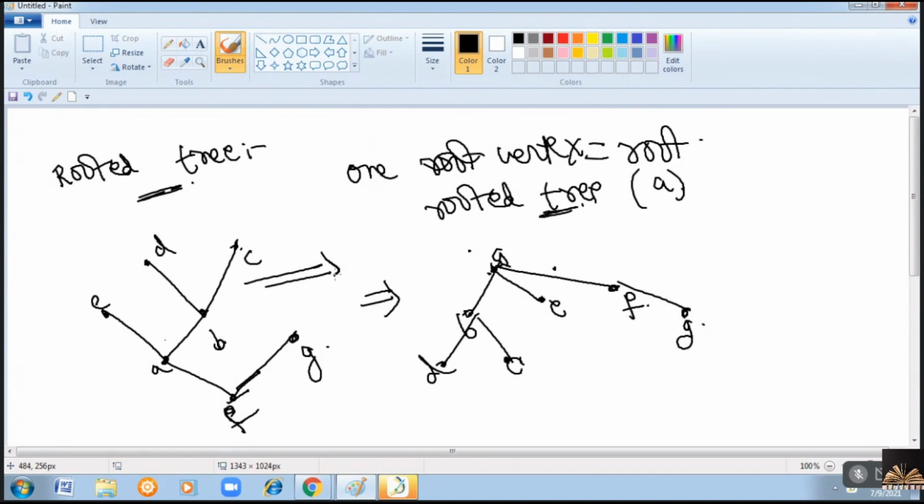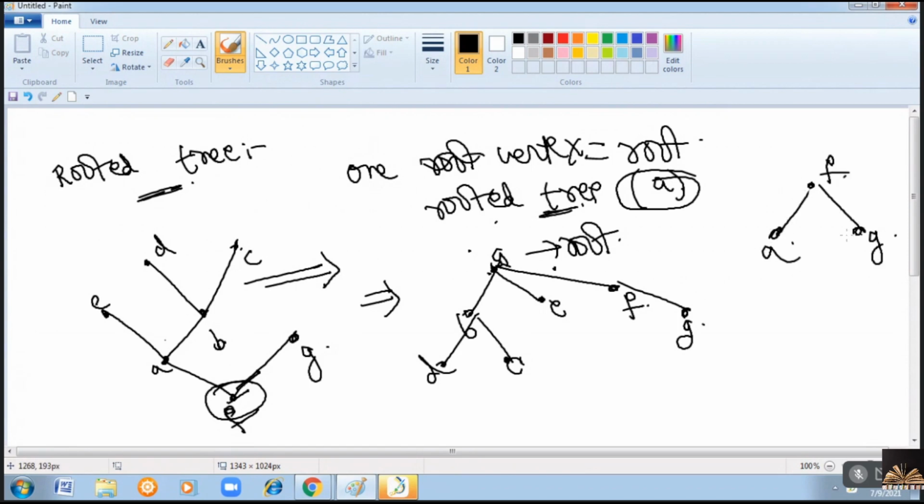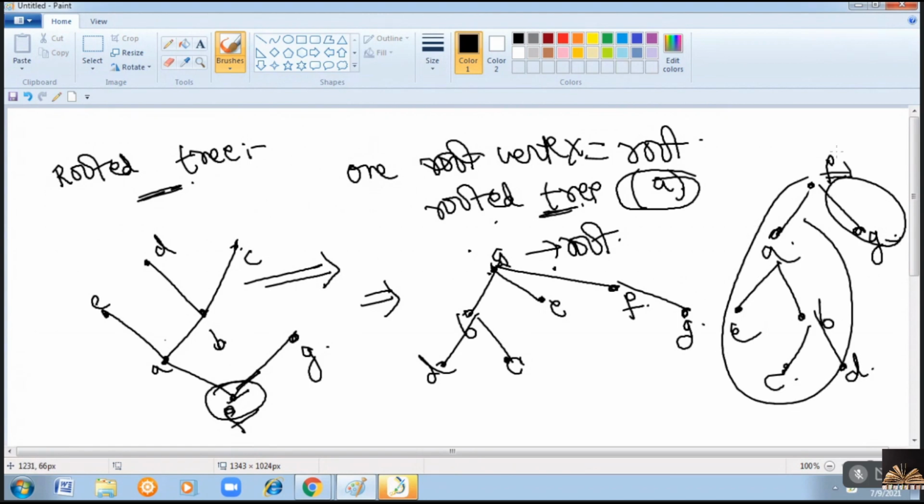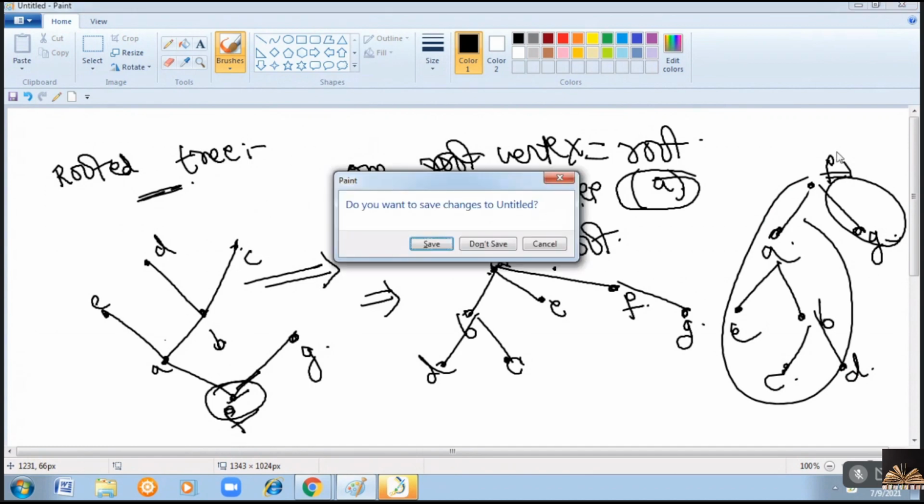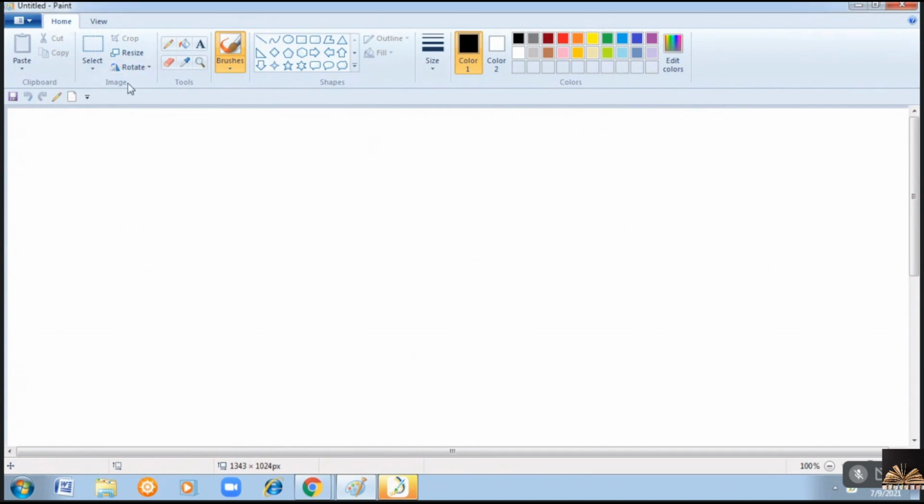So you can convert this tree into a rooted tree by making one vertex the root. Clear? Suppose F is the root, then how does the tree look? F is the root. One side you have G, one side you have A. For A we have E at one side, B at one side, and B has C at one side, D. So these are called left chains and these are called right chains. Using these, we'll see what a tree traversal is.